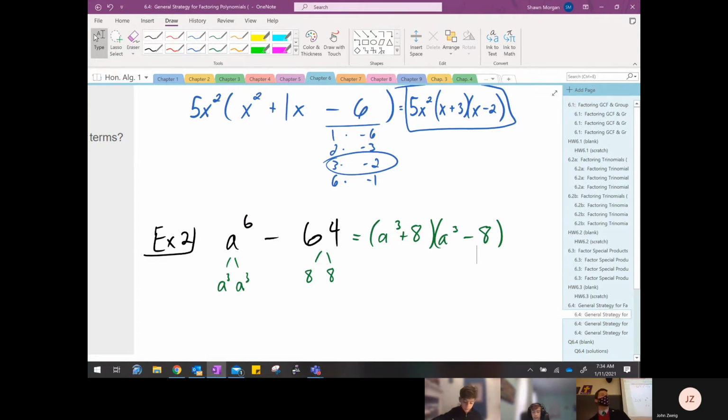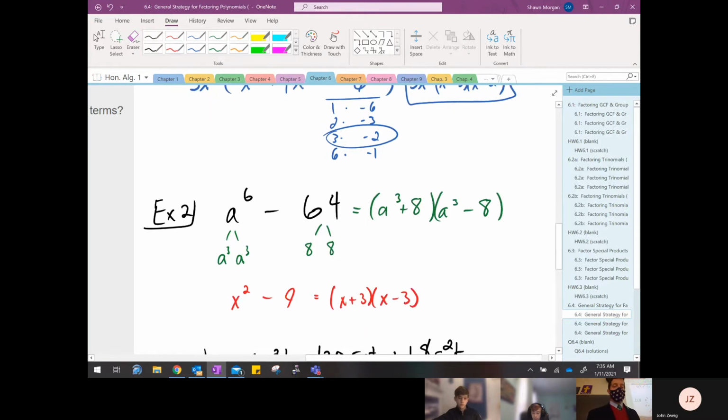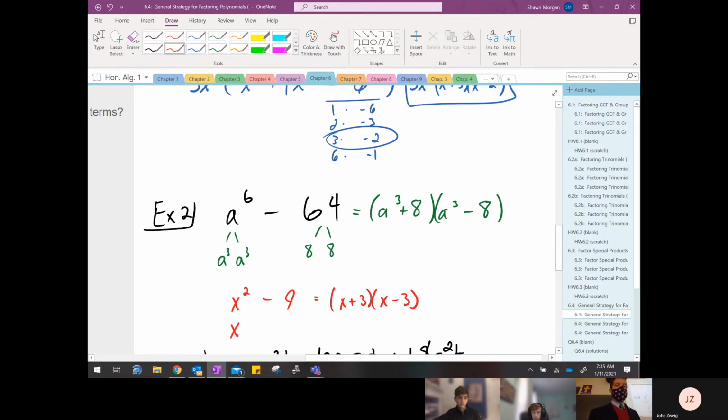Conjugates. Write down in big, fat, bold letters, the way that the difference of 2 squares factors out is that binomial times its conjugate. I believe I gave you one like this on your test. I said x squared minus 9, something like this. You might have had this show up on your exam. That would factor out as x plus 3, x minus 3.